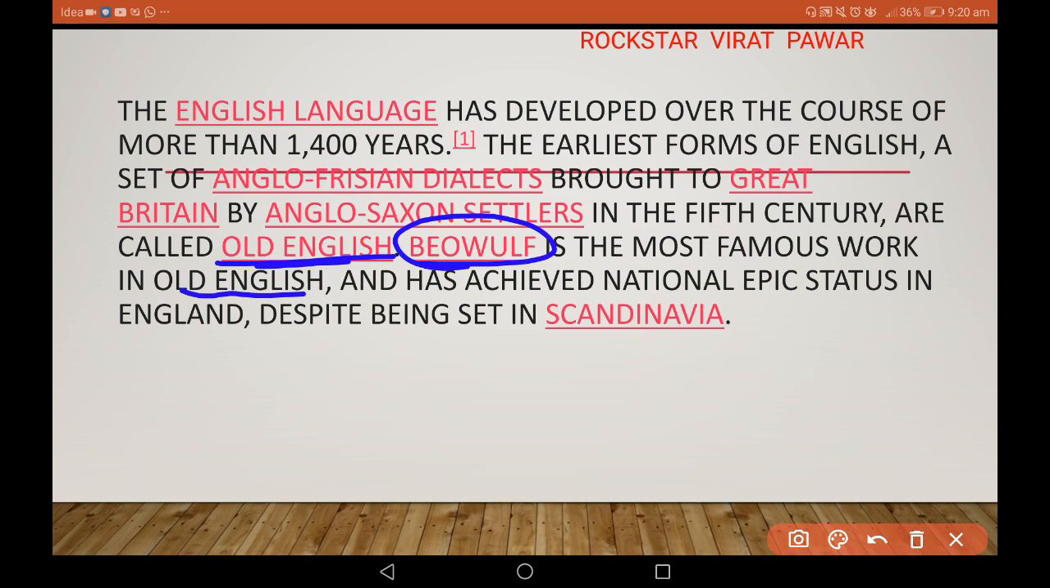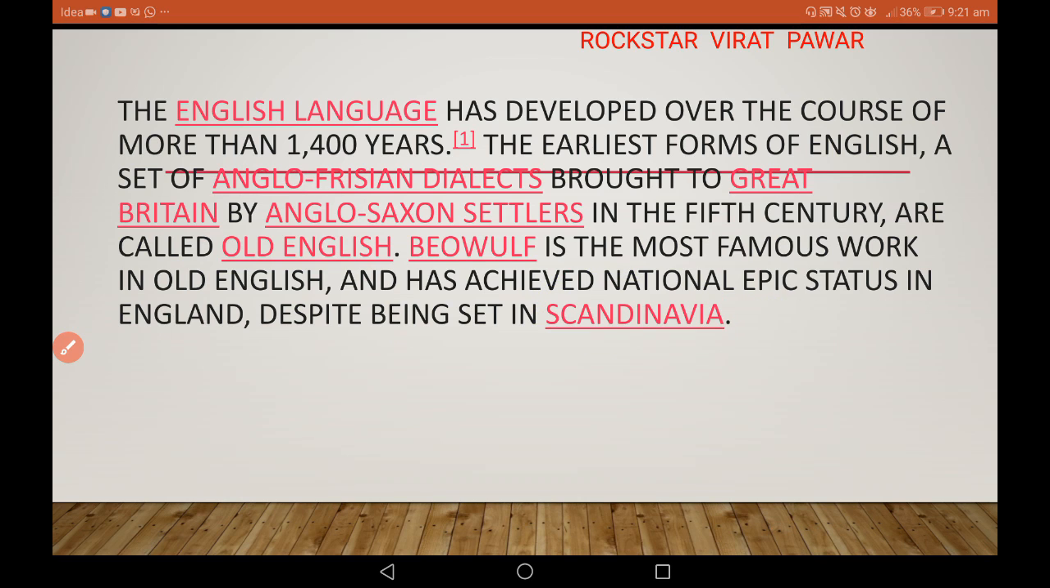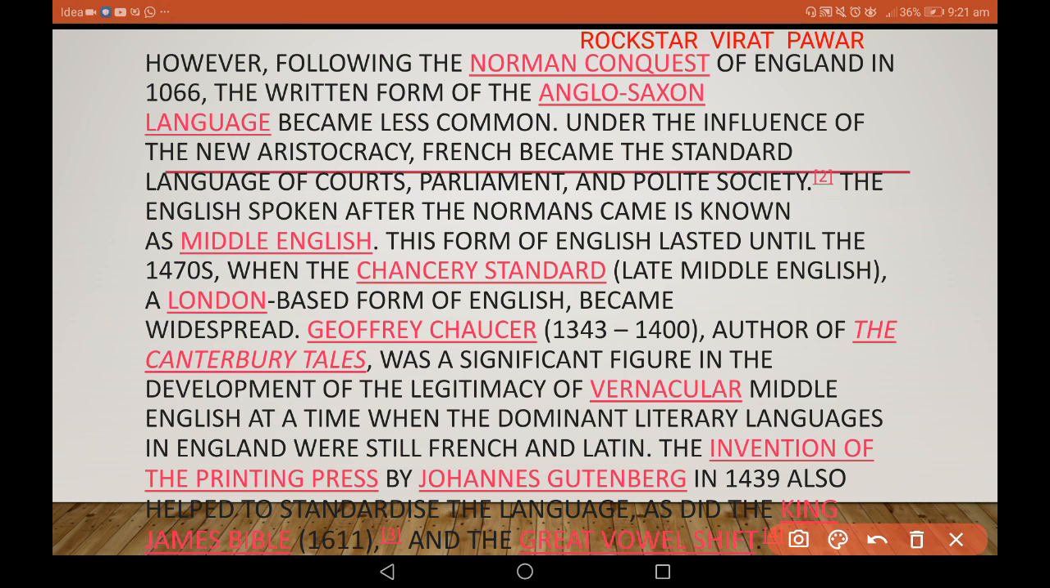In previous SET NET exam question papers, they asked the question about which is the famous work in Old English literature, or Beowulf is the famous work in which type of literature: Old English, Middle English, or Modern English. Then you have to identify Old English literature. Beowulf has achieved a national epic status in England despite being set in Scandinavia. Now we have to see various points, like the Norman conquest of England in 1066.